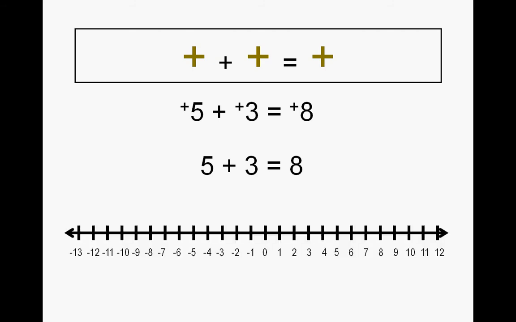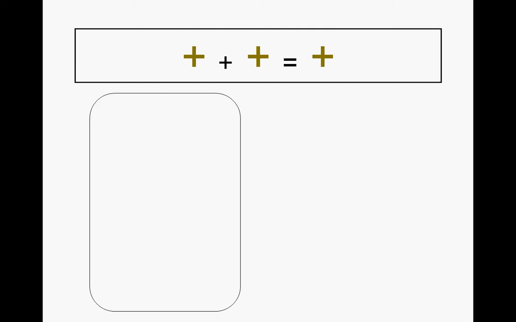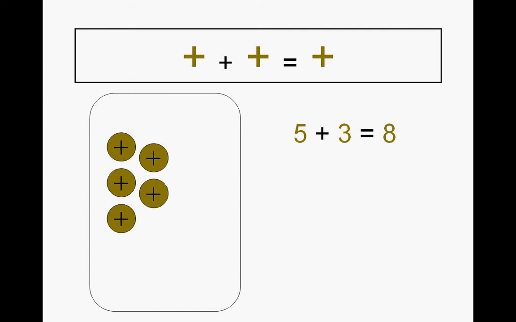On a number line, using vectors, we have a vector line segment of 5 going to the right. We add another vector of line segment 3, or length 3, and we get a total vector length of 8. If you're using counters on a placemat, you have 5 positive counters. You add 3 positive counters to that, and your total group is now 8 positive counters.